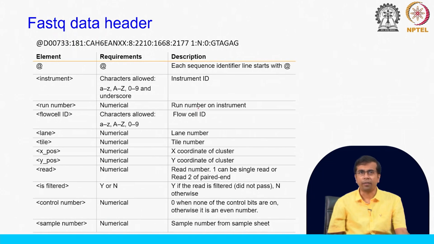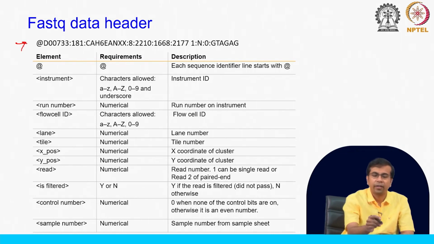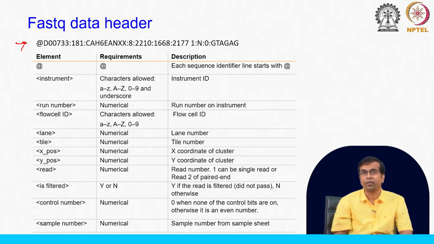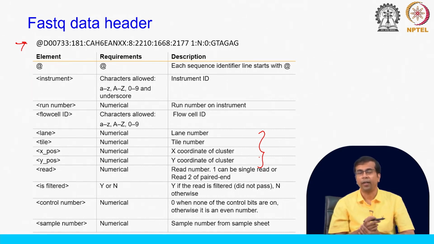Just to summarize again in one single table: if this is the header line, you have this information there. You have the instrument ID, this D00733, then the run number on that instrument, the flow cell ID, the location, the lane number, tile number, x coordinate, y coordinate, then the read number we have discussed, which will be different for single end and paired end, whether the read is filtered or not, whether you have control experiments, and finally the sample number, which is usually the index sequence.